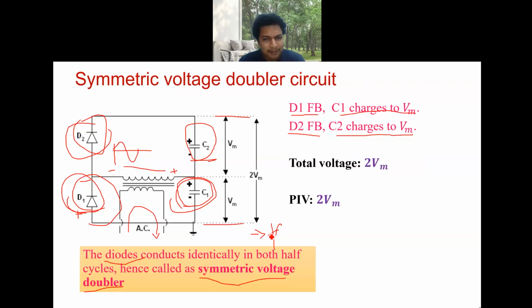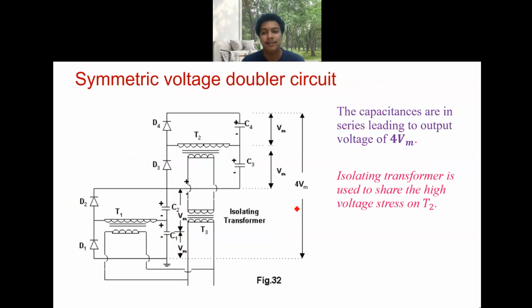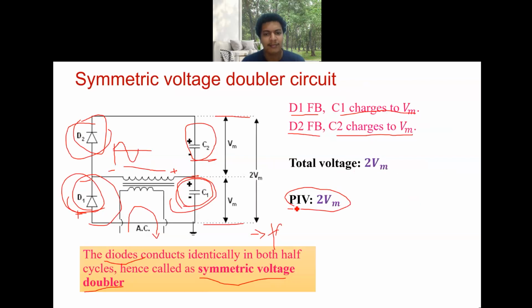Then another thing is that when it is forward bias, you have 0 to Vm only. But when it is reverse bias, as you can see, for this diode D1 or D2 the peak inverse voltage will be 2Vm. So you should take a diode which has a peak inverse voltage of 2Vm. That is the simpler part.